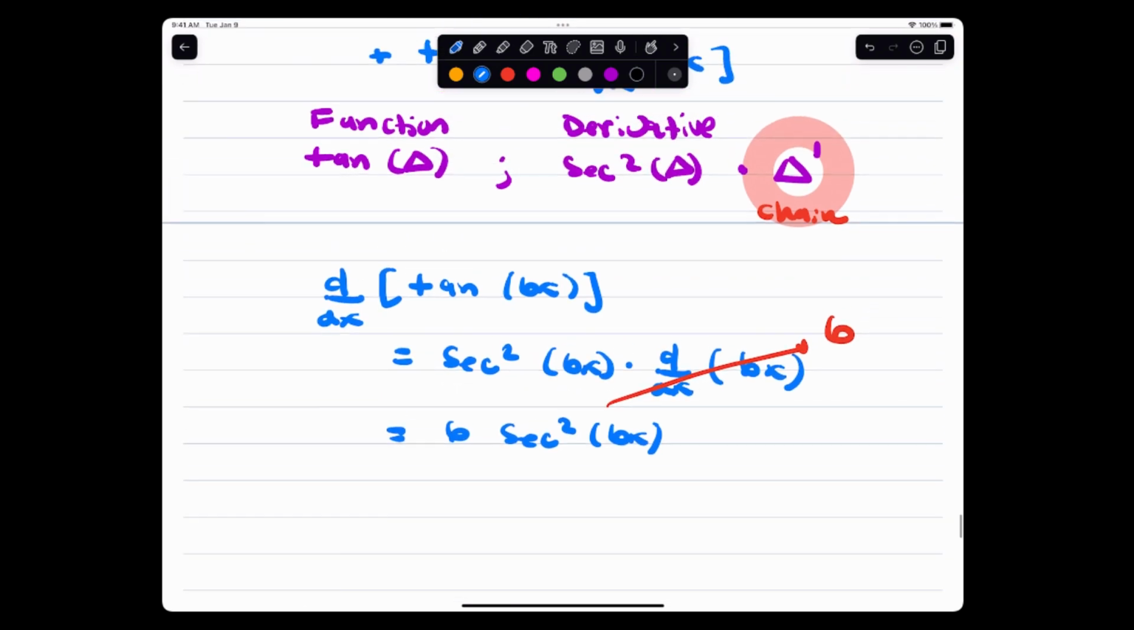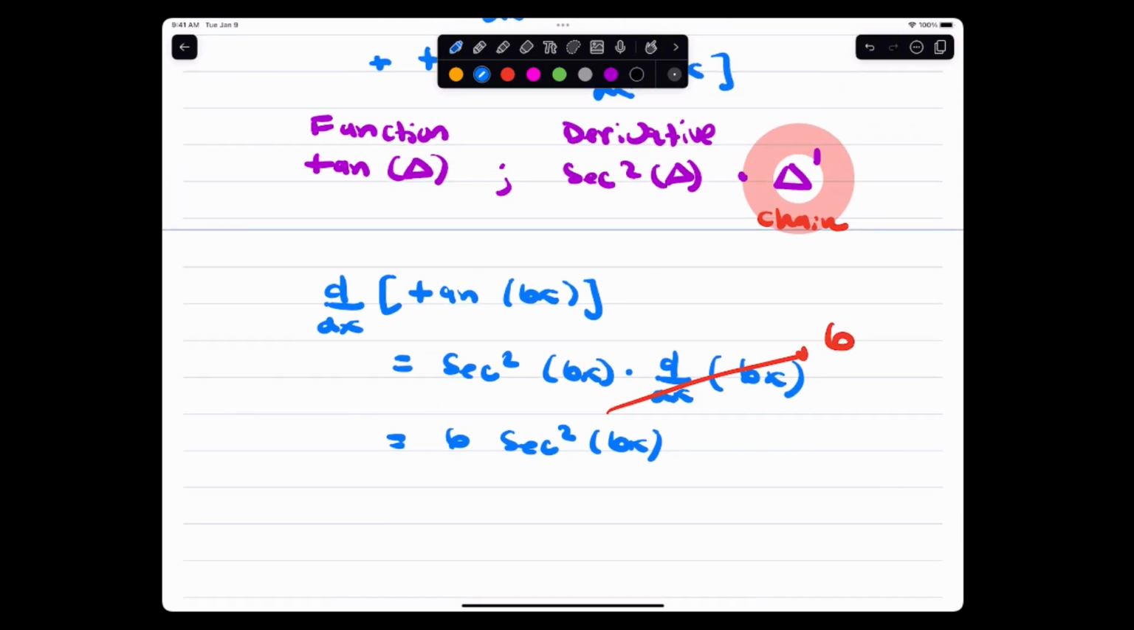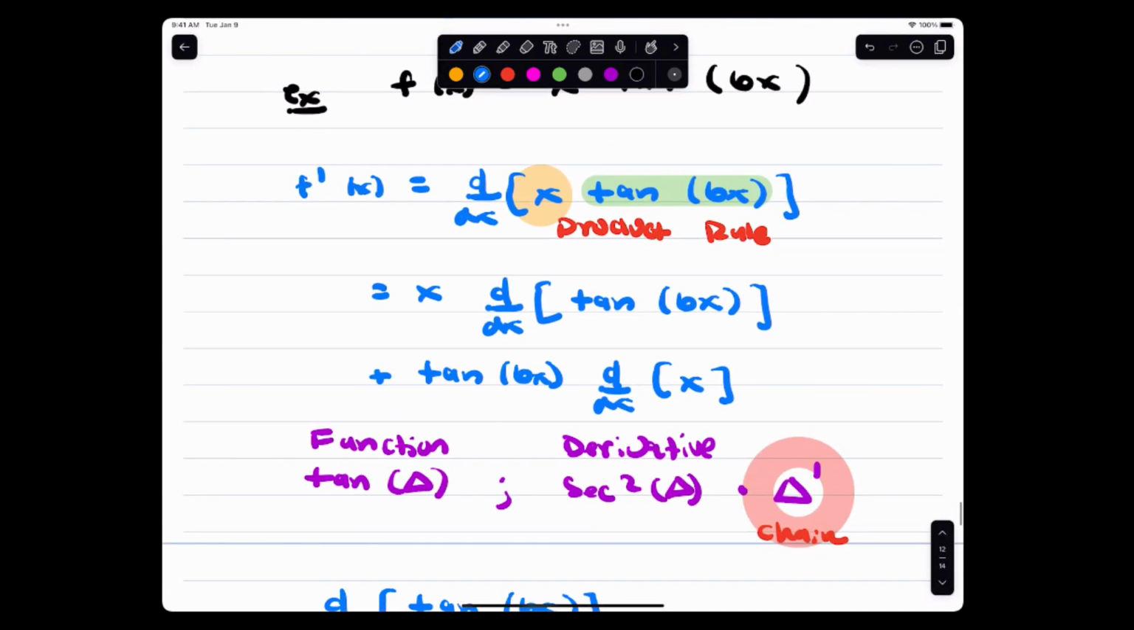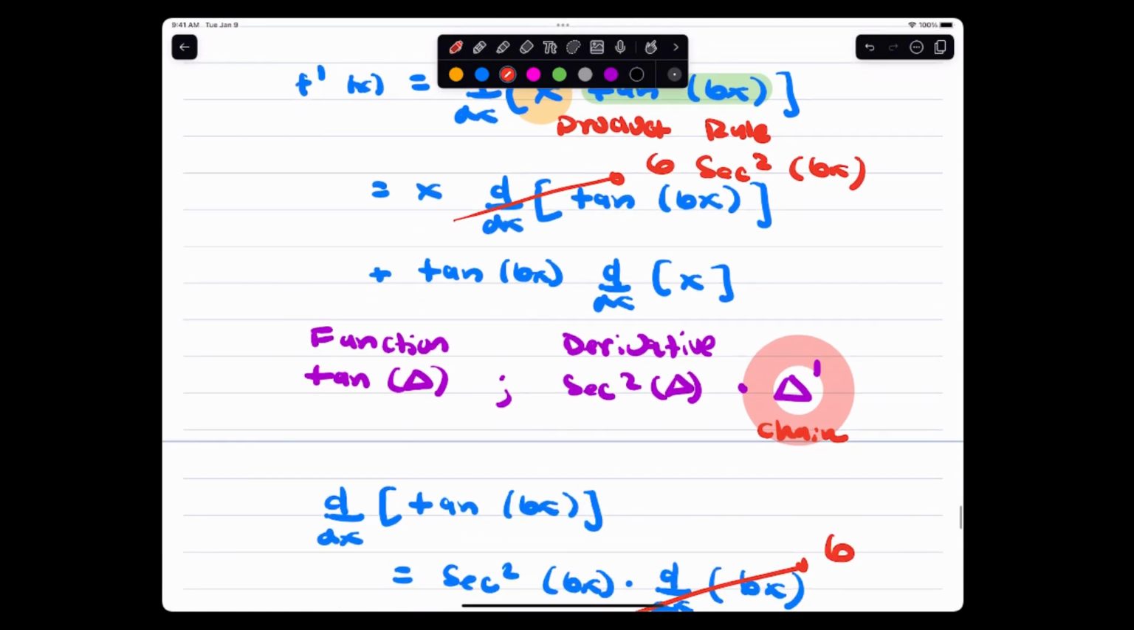Okay, so this is chain rule, but with the operator notation. We put the constant always in front. So 6 secant squared, this is what we replace this with. 6 secant squared of what? 6x. And then what's this derivative going to be? Can you differentiate x? 1.